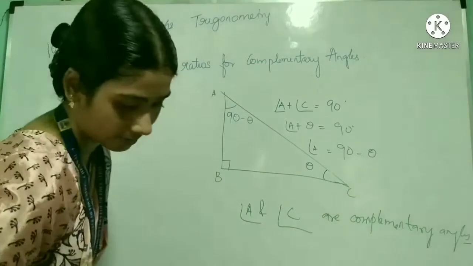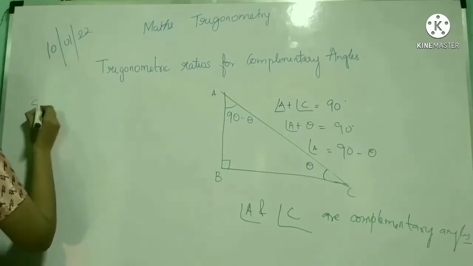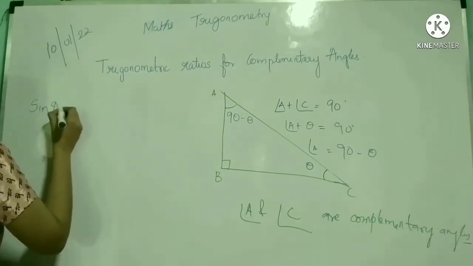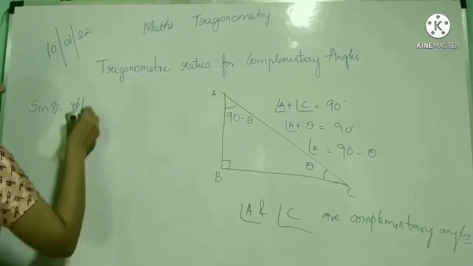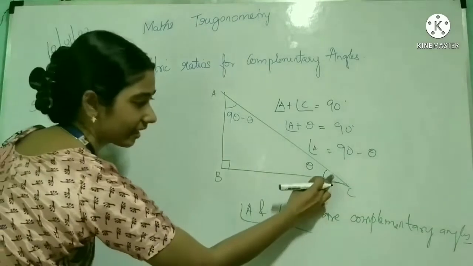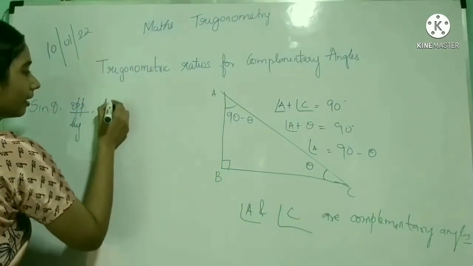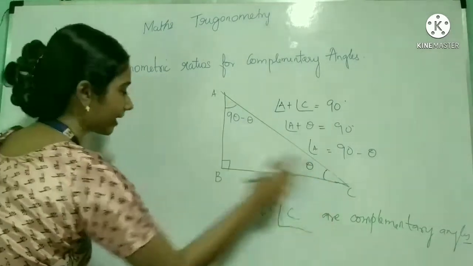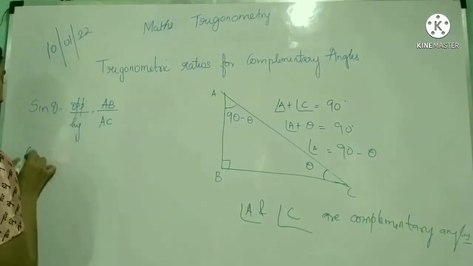Okay. Now tell me, what is sin theta? Sin theta is equal to opposite by hypotenuse. For this angle, what is the opposite? AB. What is the hypotenuse? AC. Okay? Let's keep it. Next, cos theta.